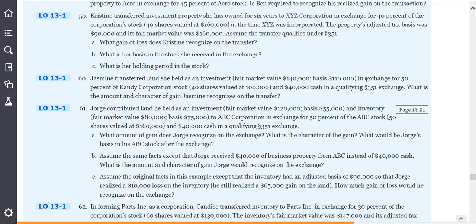So A asks us what amount of gain does Jorge recognize on the exchange, what is the character of the gain, and what would Jorge's basis in his ABC stock be after the exchange. All right, let's walk through the problem here. So we have some information that we're going to take a look at.